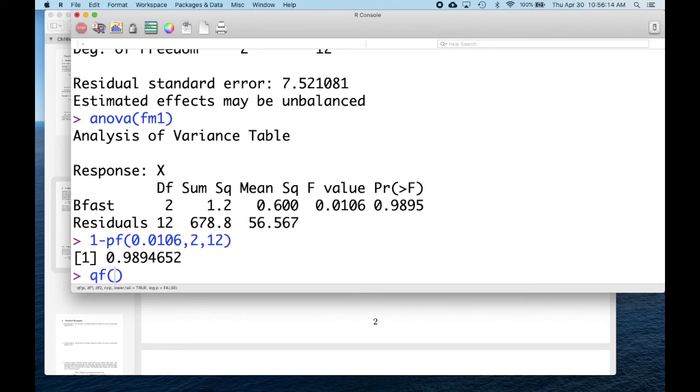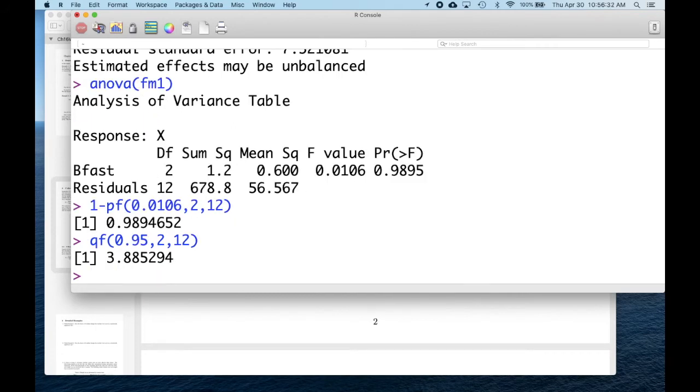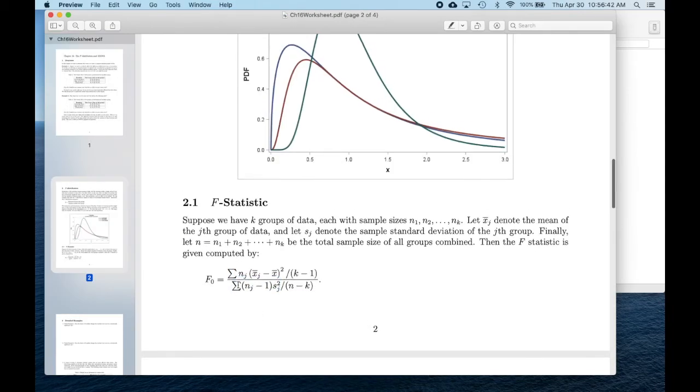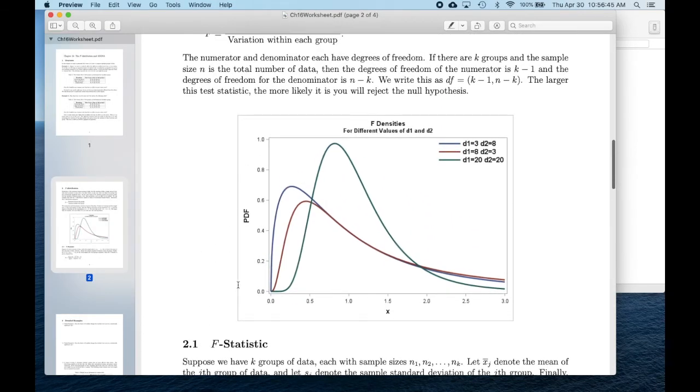If I wanted to get the critical value, say I wanted to know what F statistic I would need for us to go beyond the 5% significance, I could just type in qf(0.95, 2, 12), and then we would need an F statistic of 3.88 or larger. Our F statistic is way smaller. Clearly, this is not a statistically significant effect based on this data. Okay, so that's how we answer problem number 1.